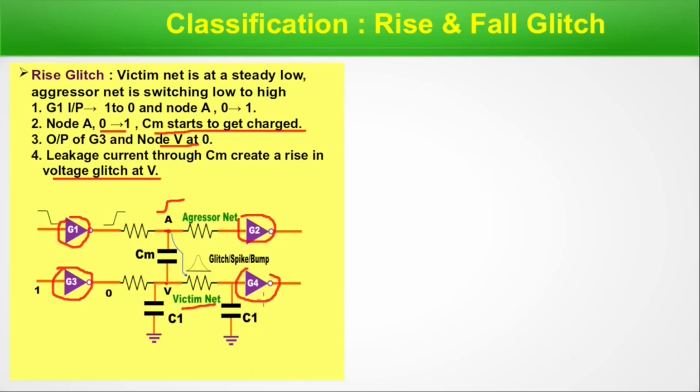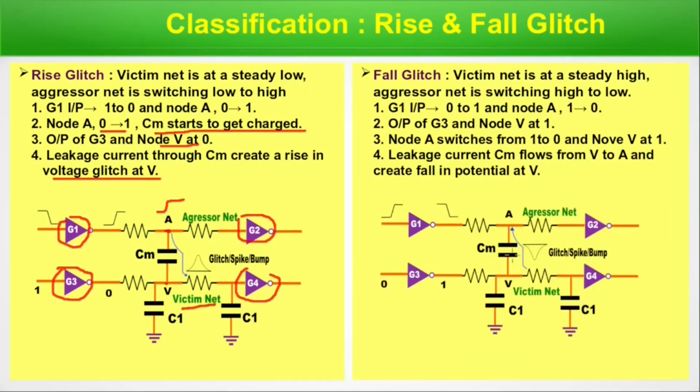Now comes the fall glitch. In the fall glitch, the victim net is at steady high, and this aggressor net is switching high to low. So the input is low to high, and obviously here it will be high to low. So point A, node A, is high to low, and at node V it's constant 1. Again, output of gate 3 and node V at 1.